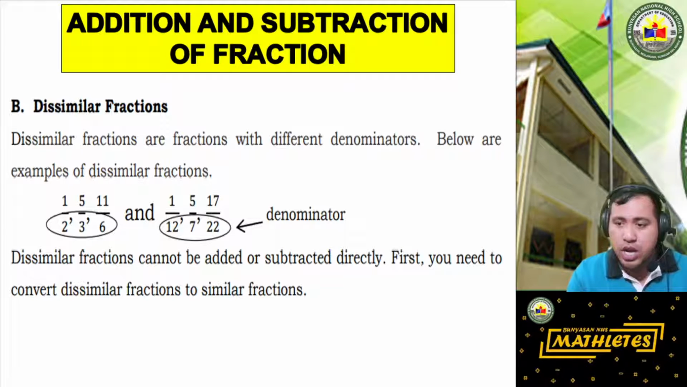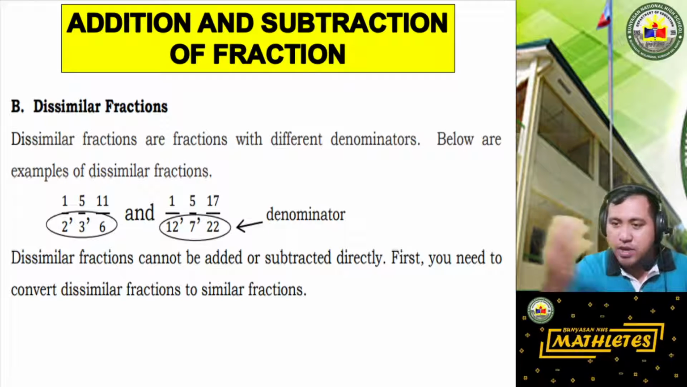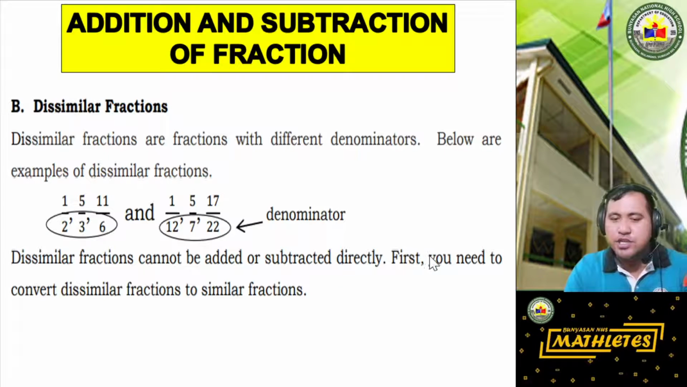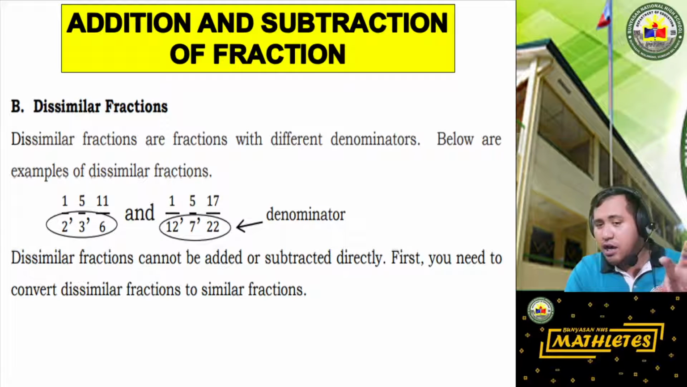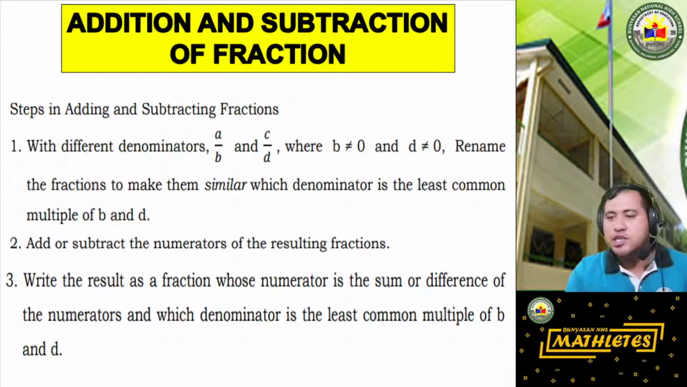It can be subtracted, but not directly. So, dadaan pa siya ng maraming proseso. Kuha? Dadaan pa siya ng maraming proseso bago siya ma-subtract and ma-add. Okay. So, first, you need to convert dissimilar fraction to similar fraction. So, yun nga. You are going to convert dissimilar fraction to similar fraction bago mo i-add o i-subtract. Okay? So, these are the steps in adding and subtracting fraction.